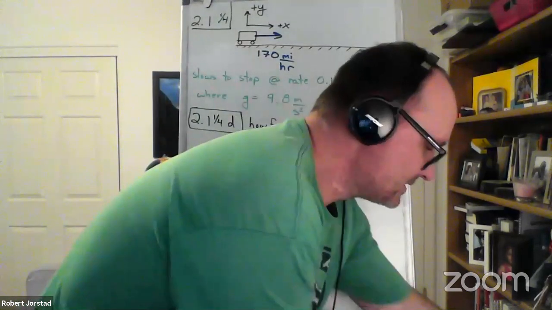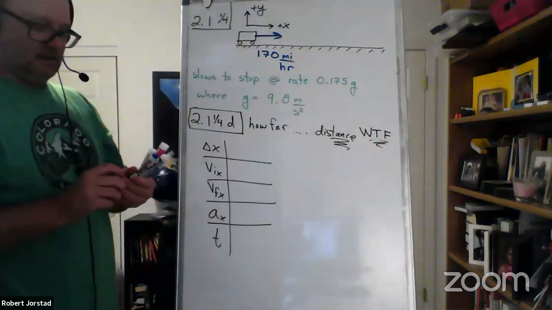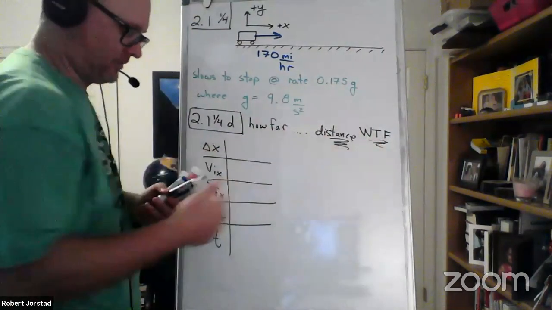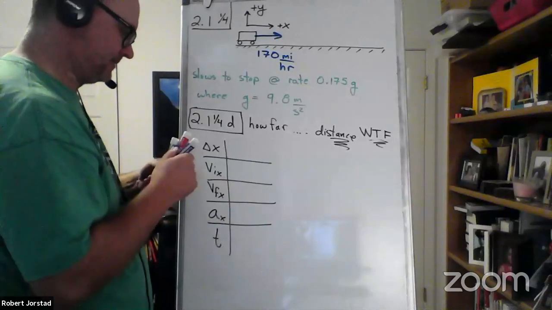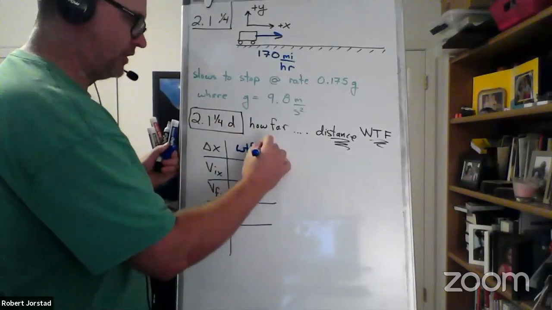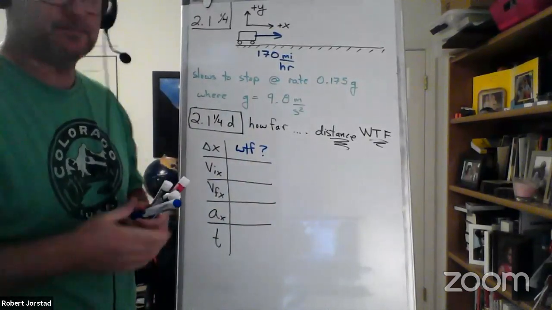All right. So now I got to read the question again. How far will it go? Okay. So now let's go through this. Delta x, that's what I'm looking for. That's what to find. So that's WTF. Or you could just put a question mark. Usually I get lazy and just do a question mark.